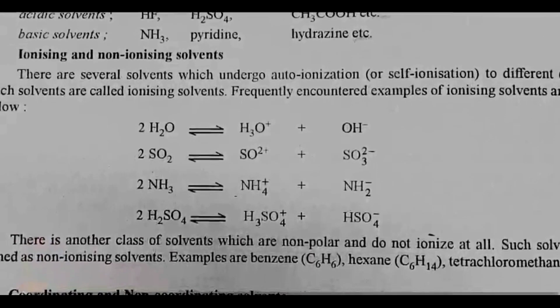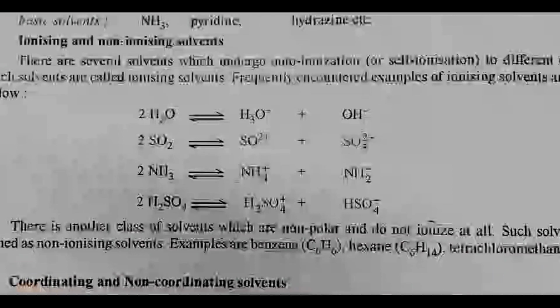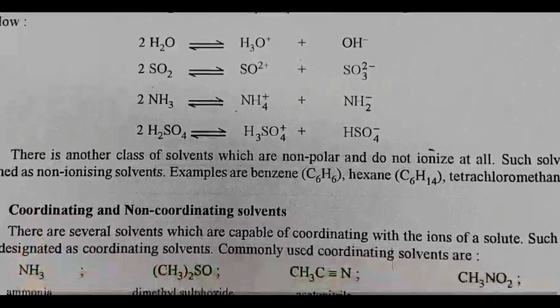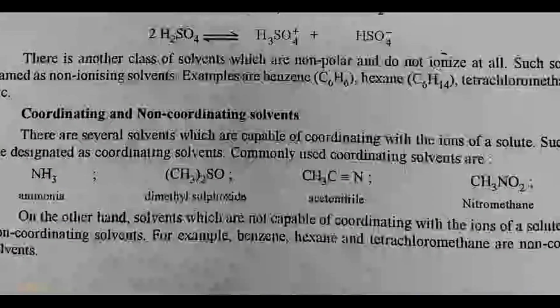Ionizing and non-ionizing solvents. There are several solvents which undergo auto-ionization or self-ionization to different extents. Such solvents are known as ionizing solvents. Frequently encountered examples of ionizing solvents are given below. There is another class of solvents which are non-polar and do not ionize at all. Such solvents are named non-ionizing solvents. Examples are benzene, hexane, tetrachloromethane, etc.